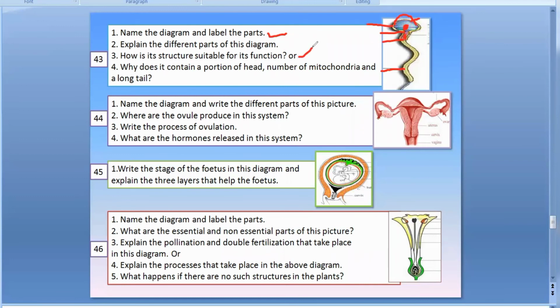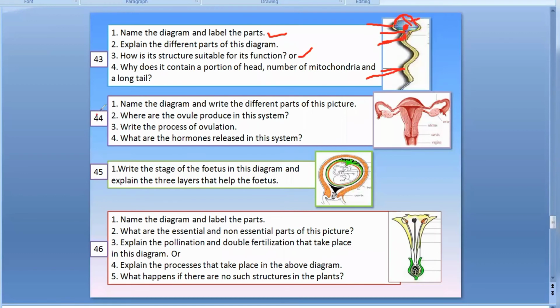How is its structure suitable for its function? It is a male gamete. Why does it contain a head portion, a number of mitochondria, and a long tail? The long tail is for swimming in the semen, the middle piece consists of mitochondria for energy production, and the head region has the acrosome to penetrate into the ovum.